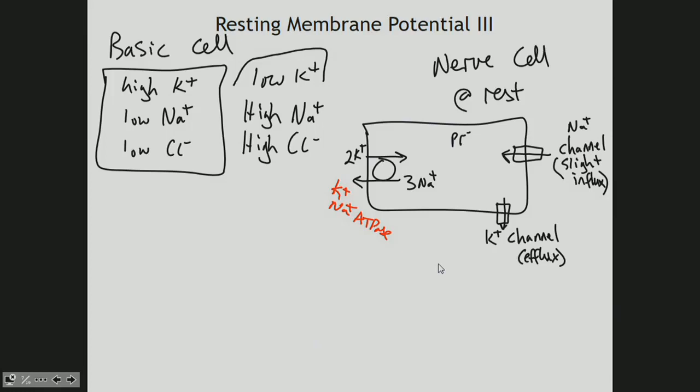There's also some negatively charged protein on the inside of the membrane, a little bit more on the inside than it is on the outside. So if that's your nerve cell at rest, anything else I want to say about that?